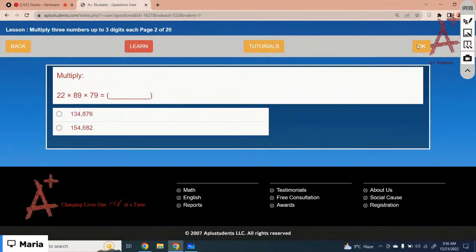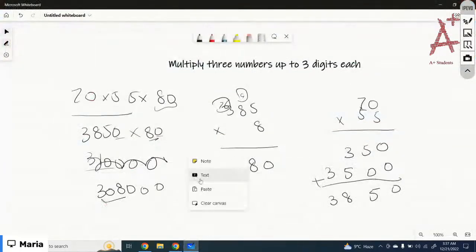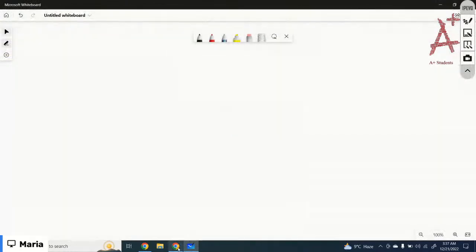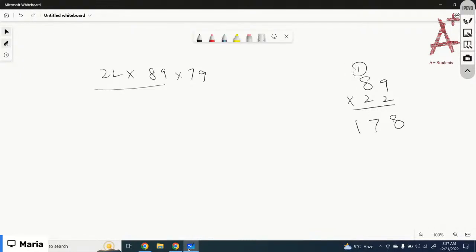Okay, the next one is we have to do 22 times 89 times 79. So start multiplying the first two numbers. It would be 89 times 22. So start multiplying by the ones digit. 2 times 9 is 18. Carry 1. 2 times 8 is 16 and 1, 17.